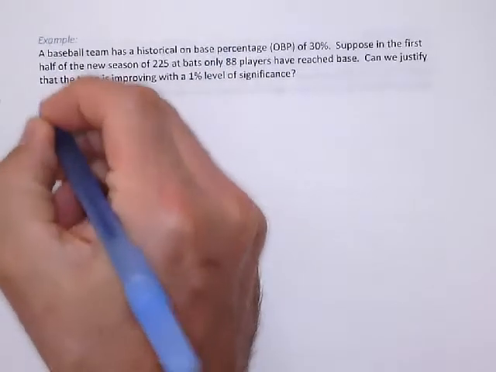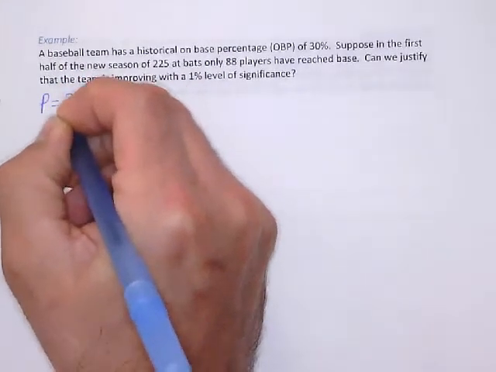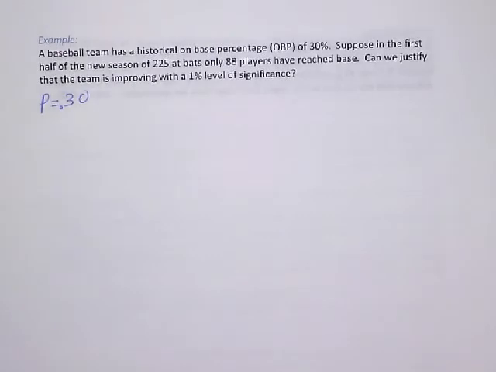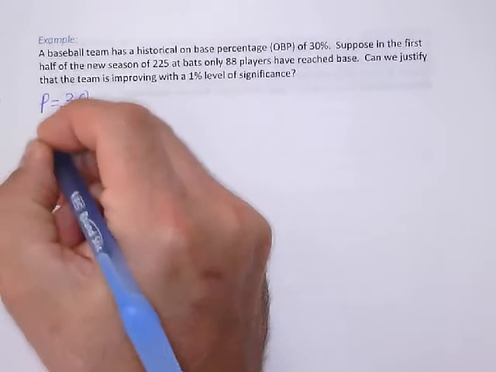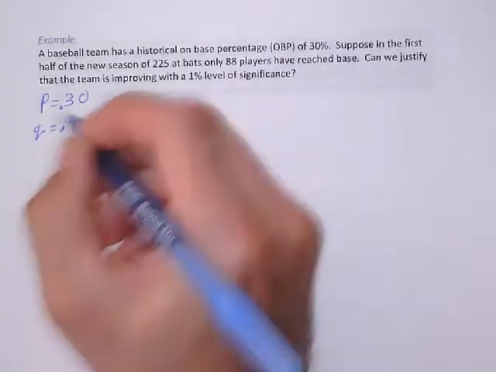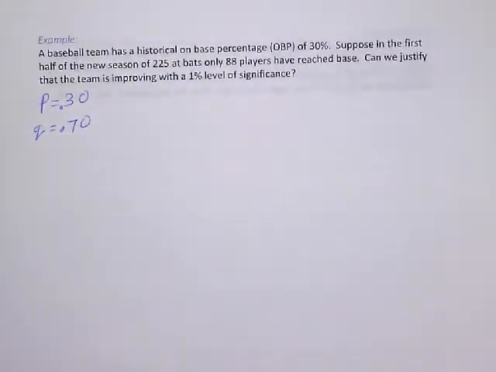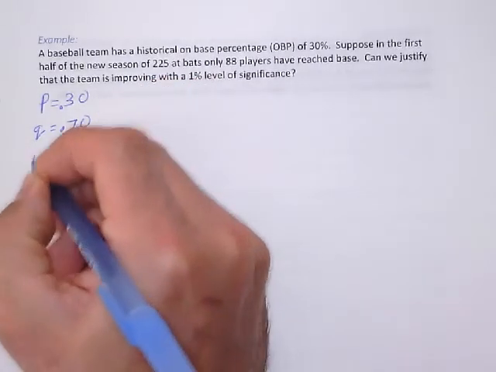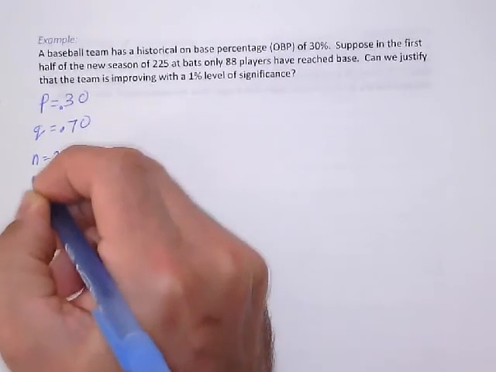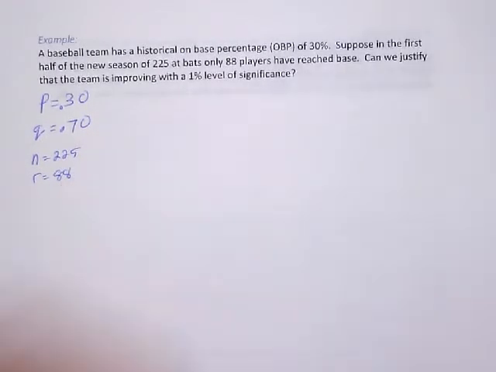So here we have a baseball team that has historical on-base percentage of 30%. So that would mean P is 0.3, which would then subsequently mean that Q is 0.70. Suppose the first half of the new season of 225 at-bats, only 88 players have reached base. So N is 225, R is 88.